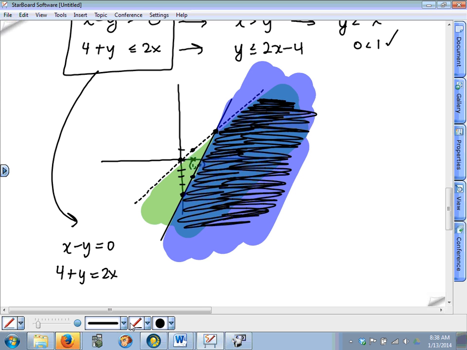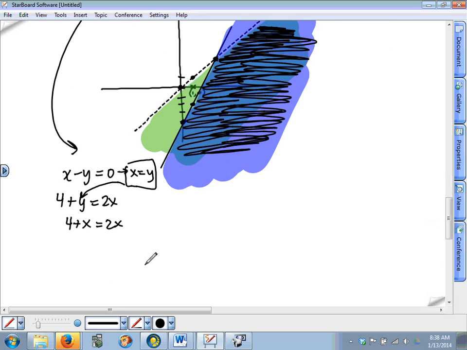So you can solve this however you want. Substitution, elimination, doesn't really matter. If x minus y equals 0, doesn't that mean that x equals y? So you can make a substitution here. If x equals y or y equals x, I'm going to take that value and substitute it in for y right here. So this becomes 4 plus x equals 2x. So 4 equals x, which also means 4 equals y, because y equals x. So the intersection there of those two lines is the point 4, 4.